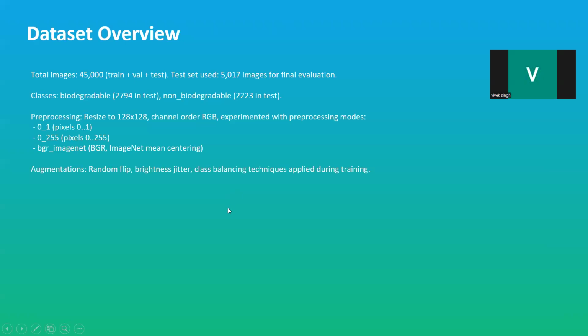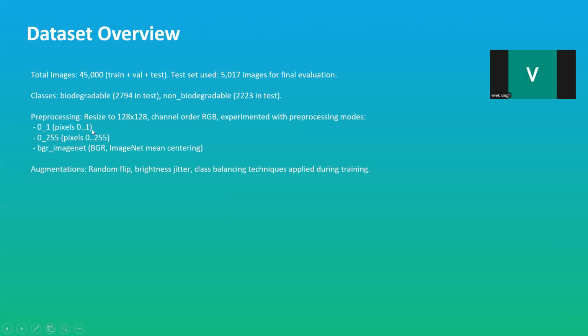So this is the data set overview. Basically, I have taken 45,000 images for training plus validation plus testing. And for testing, I have used 5,017 images for the final evaluation. There are a total of two classes, biodegradable and non-biodegradable. In biodegradable, there are 2,794 images, and in non-biodegradable, there are 2,223 images.